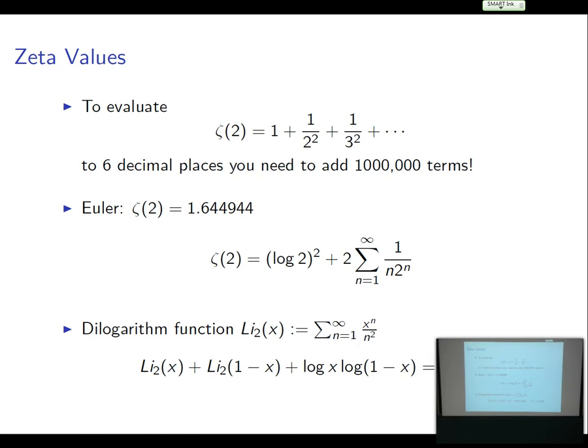Li2 of x plus Li2 of 1 minus x, plus log x times log 1 minus x, equals Li2 of 1. Notice that Li2 of 1 is indeed zeta of 2. That's by definition. Li2 of 1 is zeta of 2, and put x equal to half, then you get this equation. So this equation is a very special case of this dilogarithm equation that was discovered by Euler.